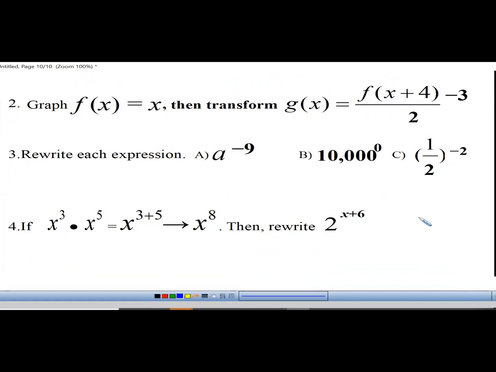Let me see. For 3a, what'd you get for 3a, Octavio? I got 1 over a to the 9th power. Yeah, let's go. Pass someone. Mia, what'd you get for b? 1. Let's go. Pass someone. Addison. Addie, what'd you get for c? For that one, I got 4.